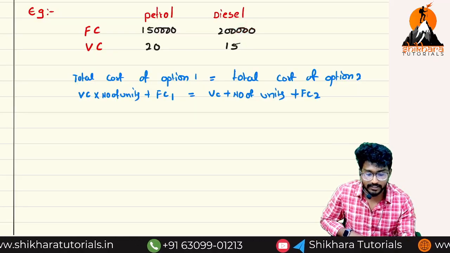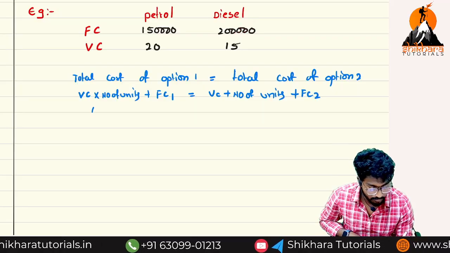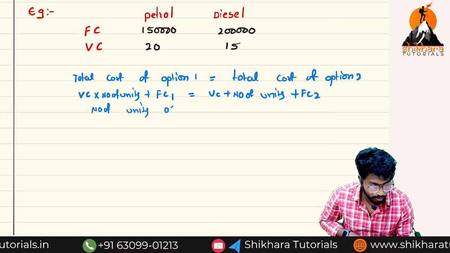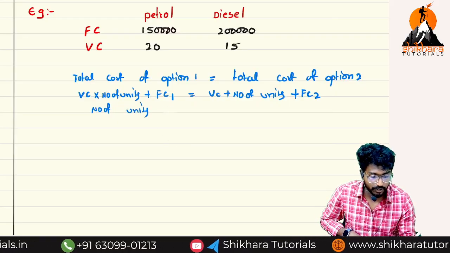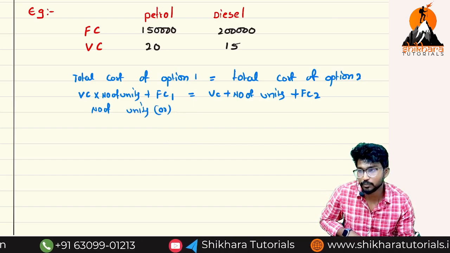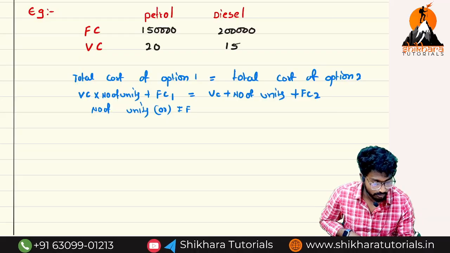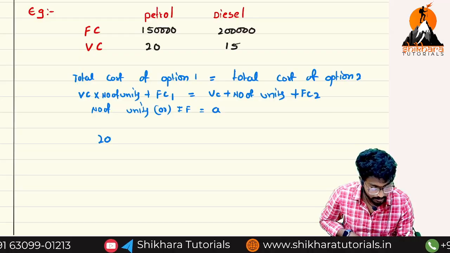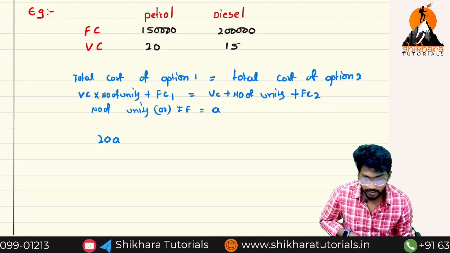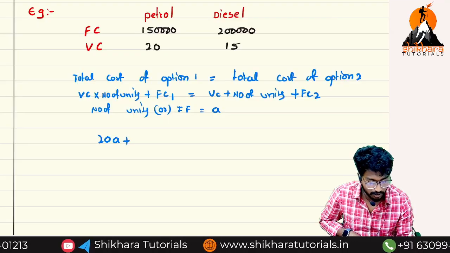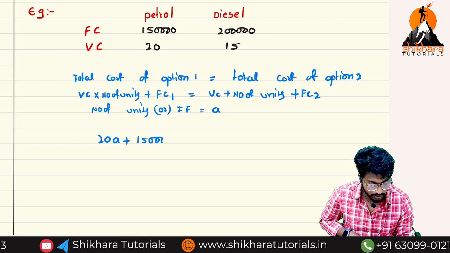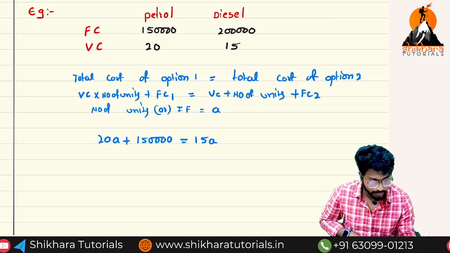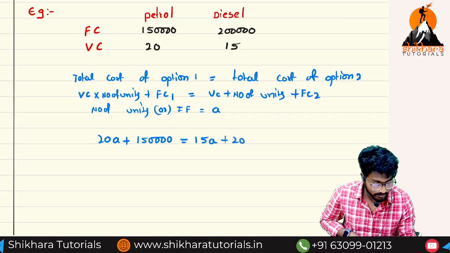That's why I am taking it as A, number of units, or which one, nothing but the indifference point. We don't know the indifference point, so we are taking it as A. Now variable cost how much? 20 into number of units, which is A, plus what is the fixed cost? 1,50,000 is equal to 50 into A plus 2 lakhs.